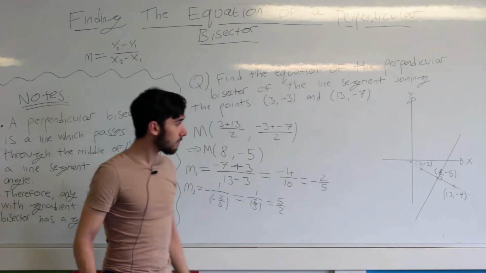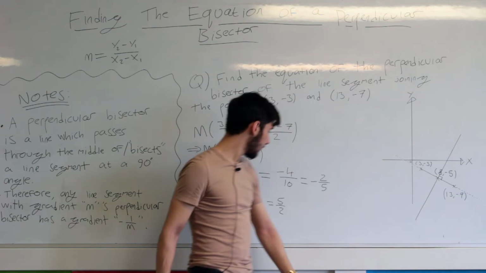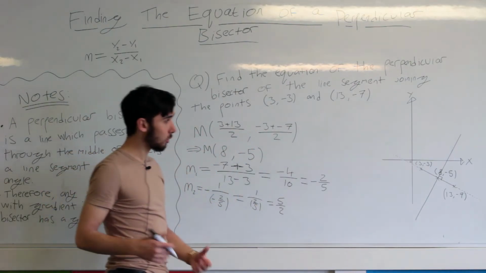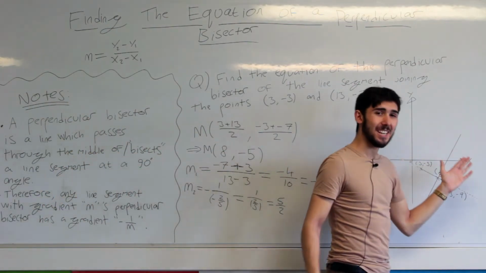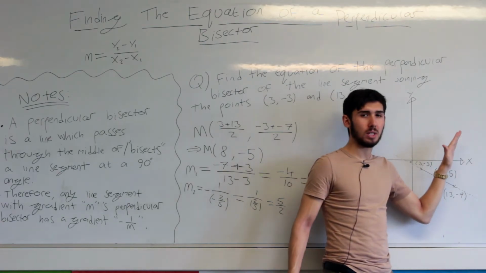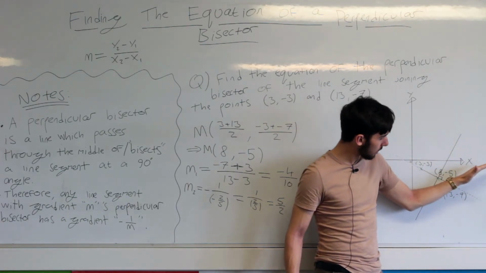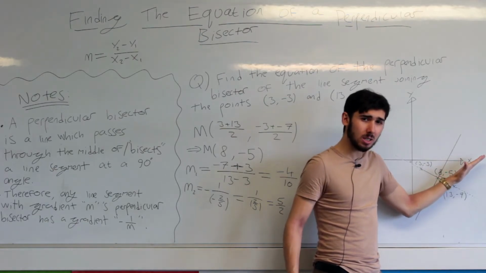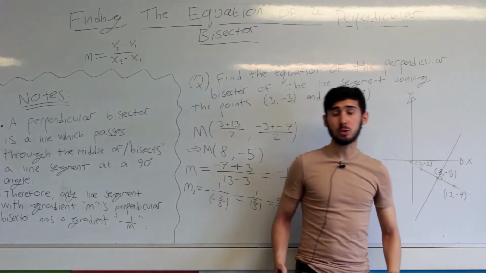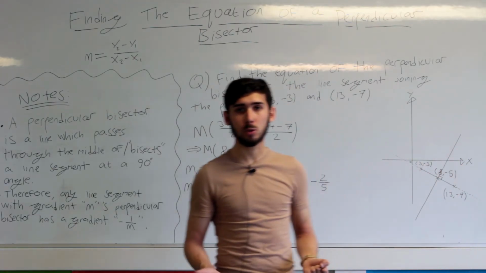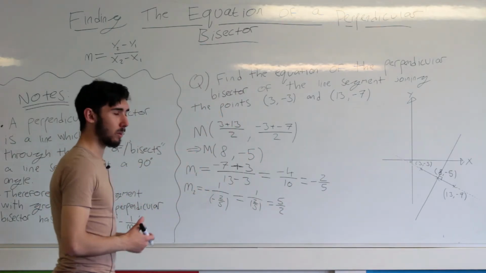So the gradient of this new one is going to be 5 over 2. Again, guys, looks right. It's positive. It's quite steep, so it's probably steeper than 1, which would be a 45-degree angle like this. It's a bit steeper than that. It's 5 over 2. It's got a gradient of about 2.5. 5 over 2 is 2.5. Perfect. But we're not at the end yet, guys.